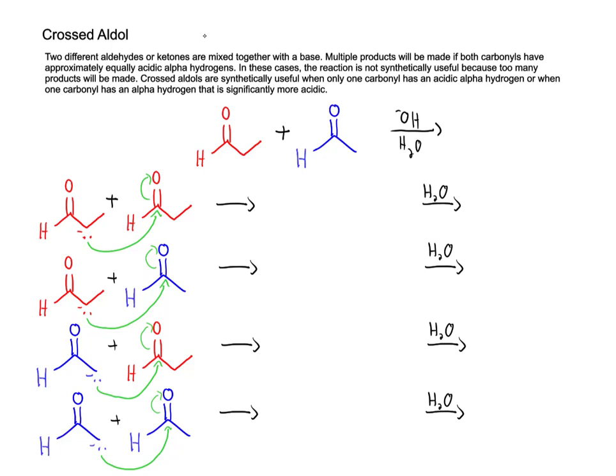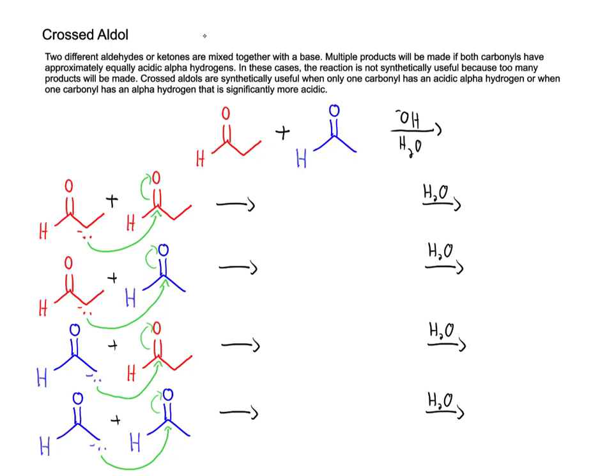Let's take a look at this example where I have a red carbonyl and a blue carbonyl that are different from each other, and we throw them together with our base and our water. You can see that I have an alpha carbon here that has alpha hydrogens, and I also have an alpha carbon on this blue molecule that has alpha hydrogens, and these are not going to form the same enolate. So that means we're going to get a total of 4 different aldol reactions that are possible.